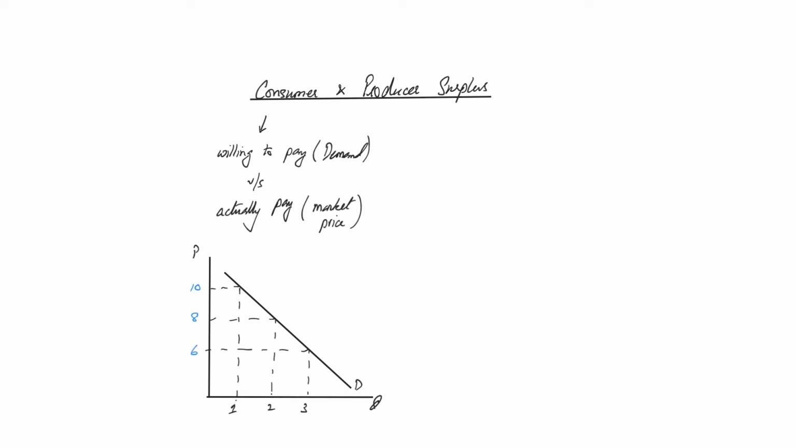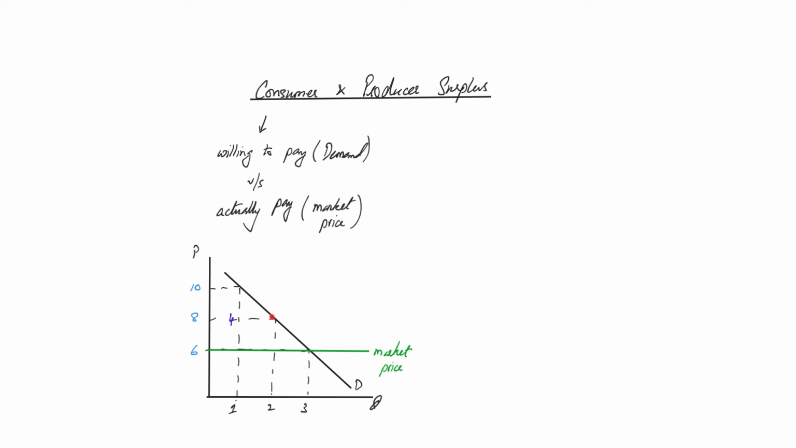But what is the actual price that they're paying? Let's say the actual price is $6. That's the market price. We're just assuming that this is the market price. Now, if this is the market price, what is the consumer surplus for the first unit? For the first unit, they were willing to pay 10, but they're actually paying 6. So the consumer surplus that they're getting is 4.